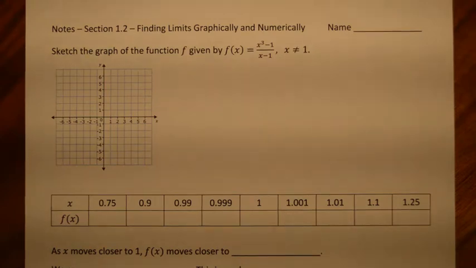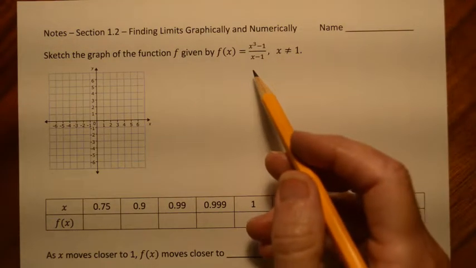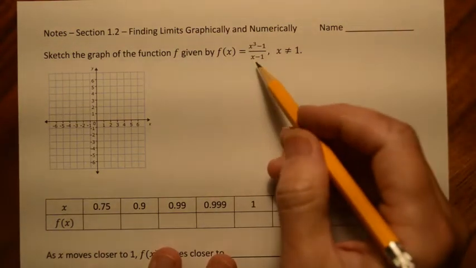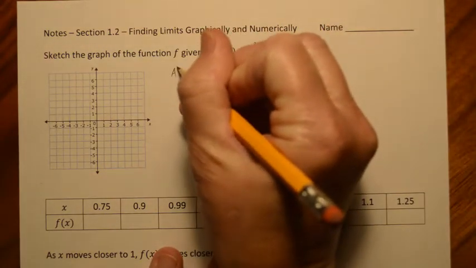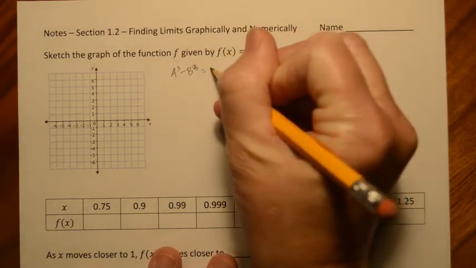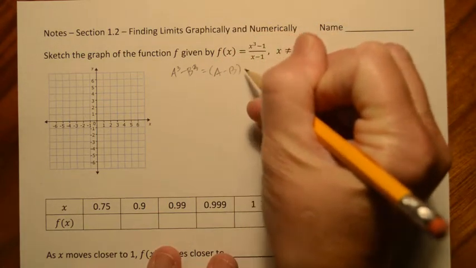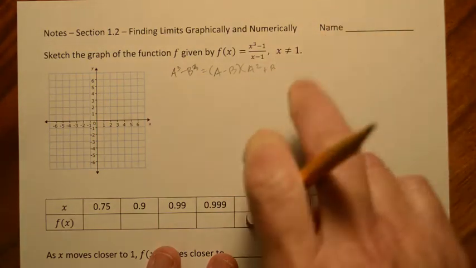Okay, so let's take a look at the notes from section 1.2. We started to do this in class and we didn't have a chance to get very far. So what we had said was that whenever we're factoring something of the form a cubed minus b cubed, it is a minus b times a squared plus ab plus b squared.